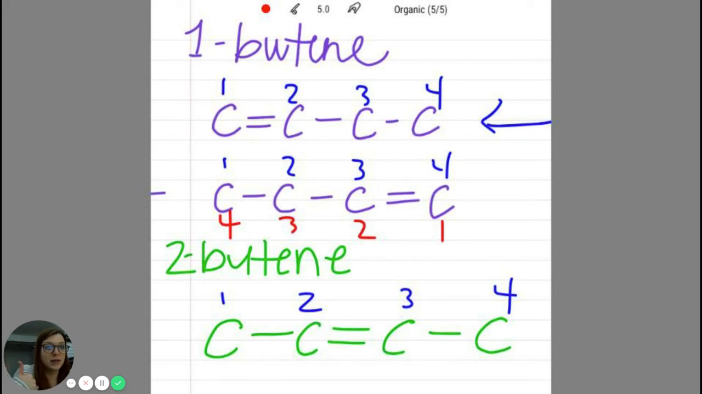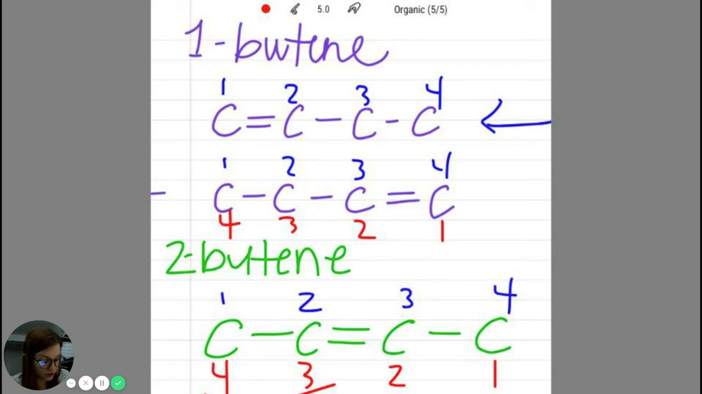And this one is just flipped over. I'm hoping this is making sense. And then for this baby here, the green one, if I number this backwards to say, hey, I wonder if it flipped on me. Any which way, this double bond is between carbons 2 and 3, and 2 is the lowest possible number. So the address that I would give this baby is 2-butene. I hope that makes sense.